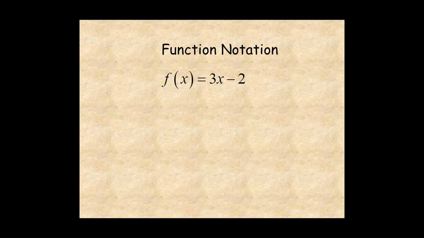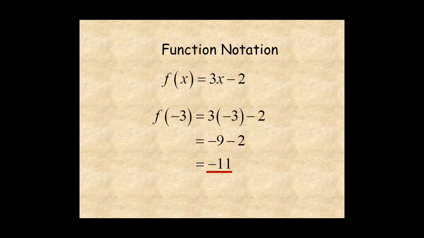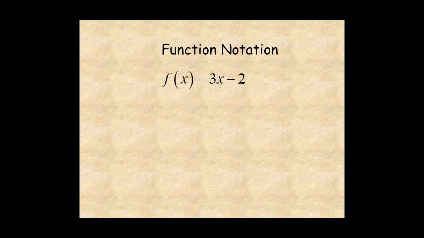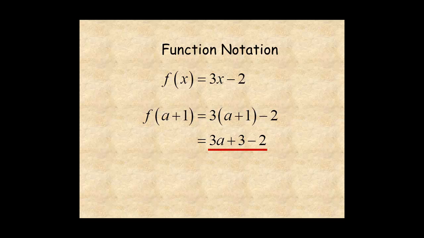For another example, f of negative 3 is 3 times negative 3 minus 2, which is negative 9 minus 2, which is negative 11. You can input other expressions into functions. F of a plus 1 is 3 times a plus 1 minus 2, which is 3a plus 3 minus 2, which is 3a plus 1.